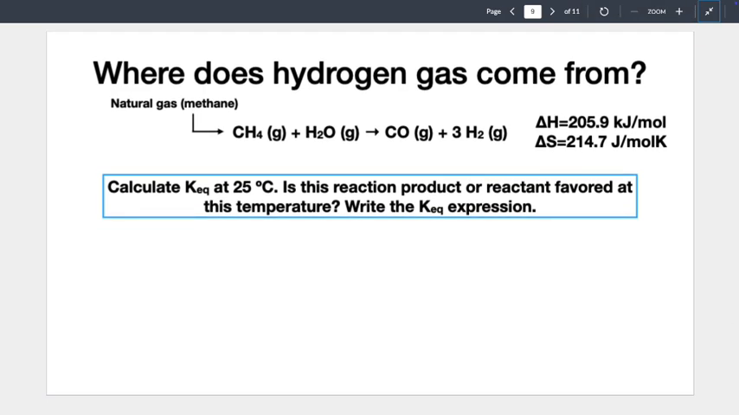So we've got a new chemical reaction that we can go through and evaluate here. I want you to go through and calculate the KEQ. Is this reaction product or reactant favored at this temperature? And then write out the KEQ expression. If you're going to calculate the KEQ, you probably needed to write out the expression anyway.